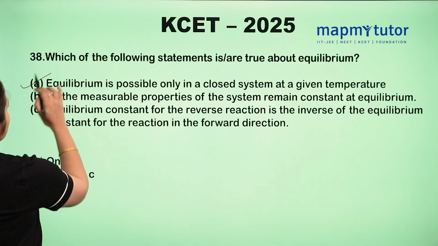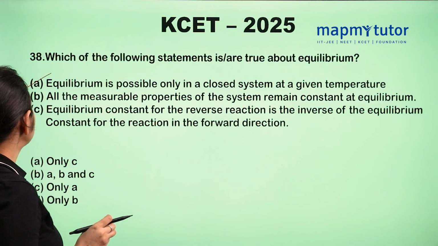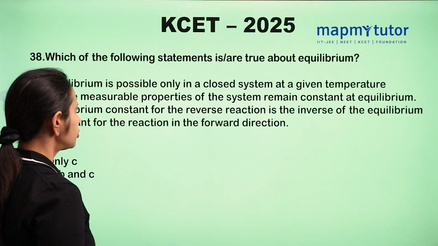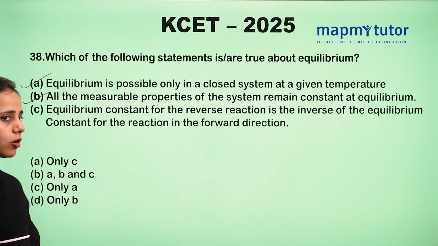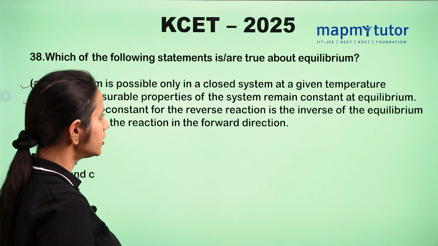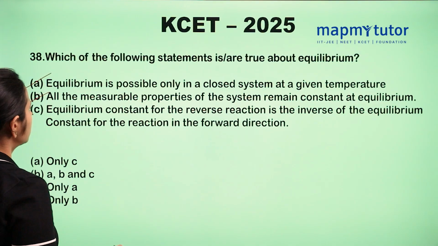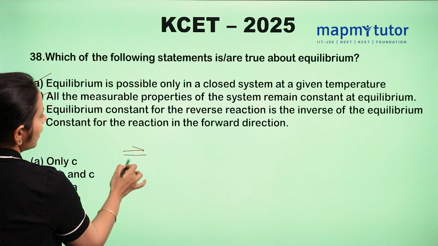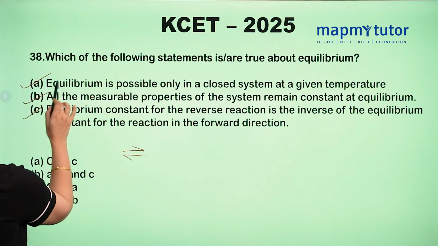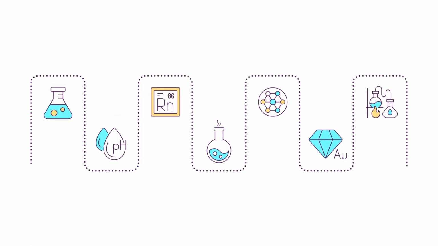See, this is the right statement, that equilibrium is possible only in a closed system at a given temperature. Next, all the measurable properties of the system remain constant at equilibrium. This is also true. At equilibrium, all the measurable properties are constant, right? An equilibrium constant for the reverse reaction is the inverse of the equilibrium constant for the reaction in the forward direction. This is again right, the equilibrium constants for the forward and backward reactions are inverses. So all the terms are right. So B is the right answer, that A, B and C all are right.